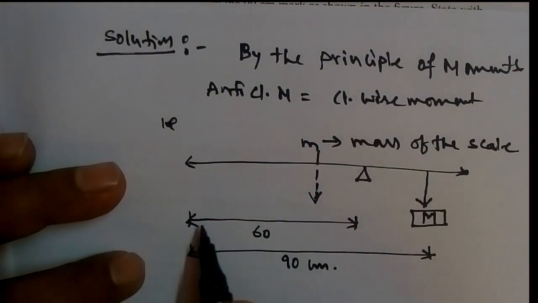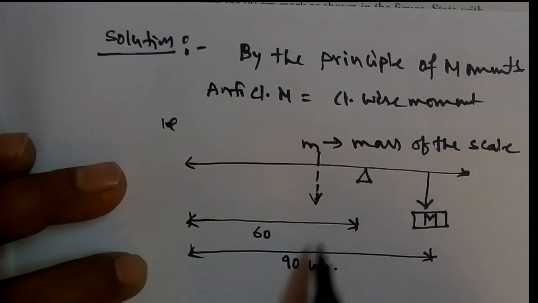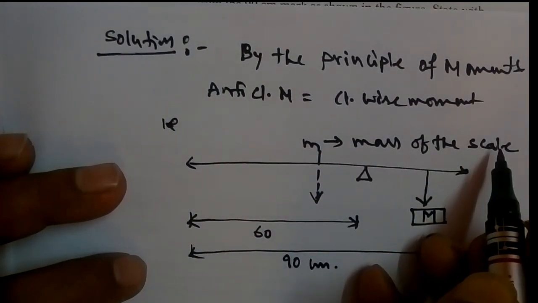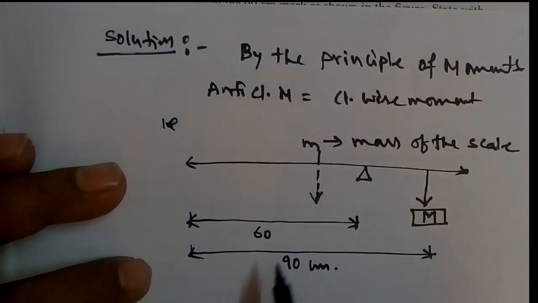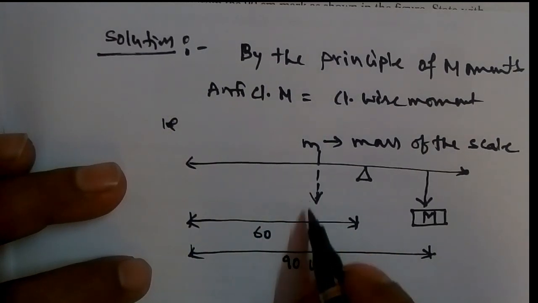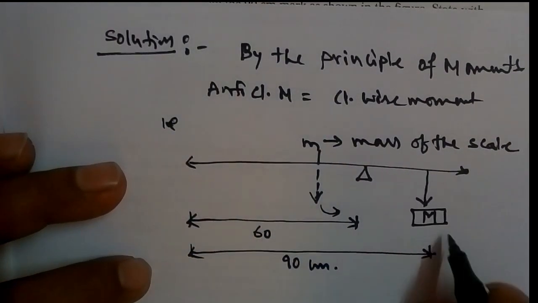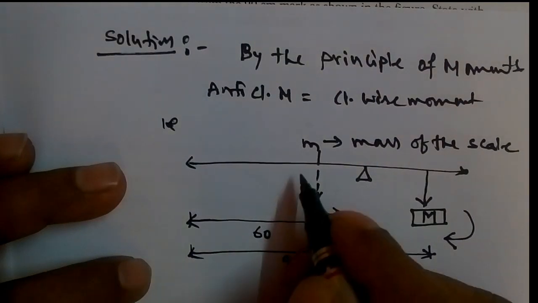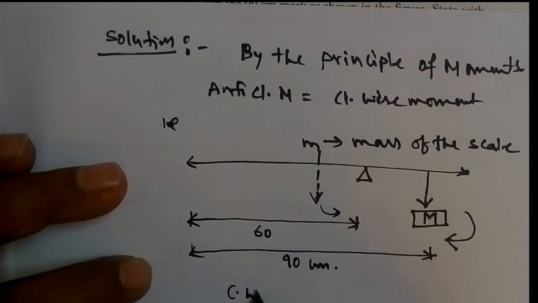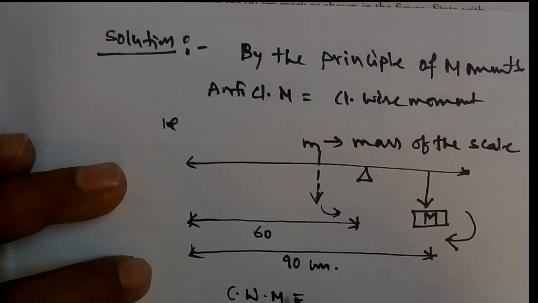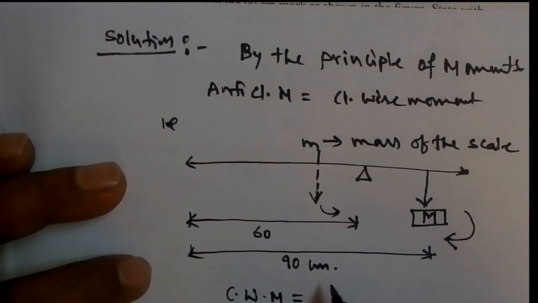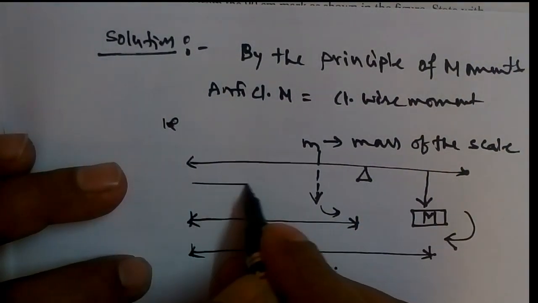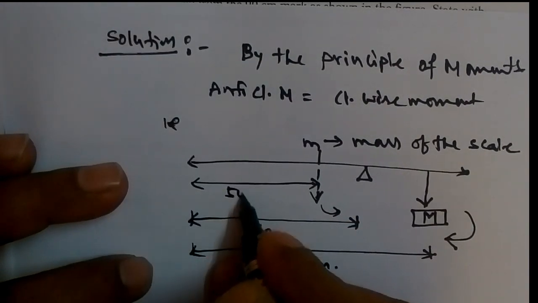So let us draw a figure here. Here small m is the mass of the scale, the distance of the fulcrum is 60 centimeter and the distance of the mass capital M is 90 centimeter. The fulcrum, remember, is at 60 centimeter. It is the point about which the moment will take place, and the center of the scale, as we can see, is at 50 centimeter, and this is going to produce anti-clockwise moment. The capital M will produce clockwise moment, and the center of mass of the scale will produce anti-clockwise moment. So according to the principle of moments, clockwise moment is equal to anti-clockwise moment.